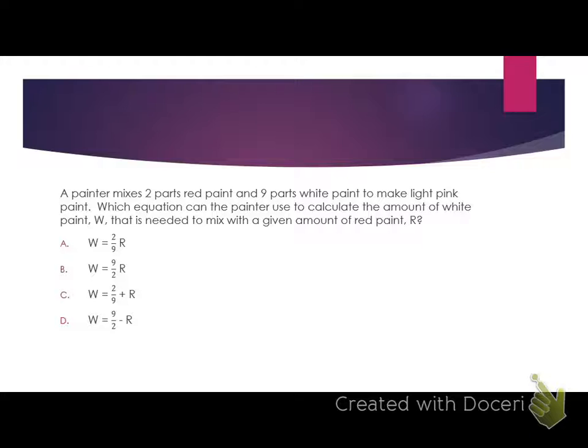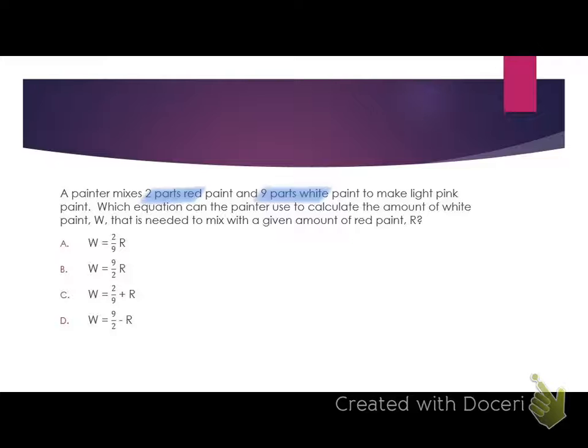Next we have a painter mixes 2 parts red paint and 9 parts white paint to make light pink paint. We want to know which expression can the painter use to calculate the amount of white paint, W, that is needed to mix with a given amount of red paint, R. The best way to go about this problem is to take the information that you're given, the fact that we are looking to have 2 parts red and 9 parts white, and substitute it into the variables to see if we have an equivalent expression.